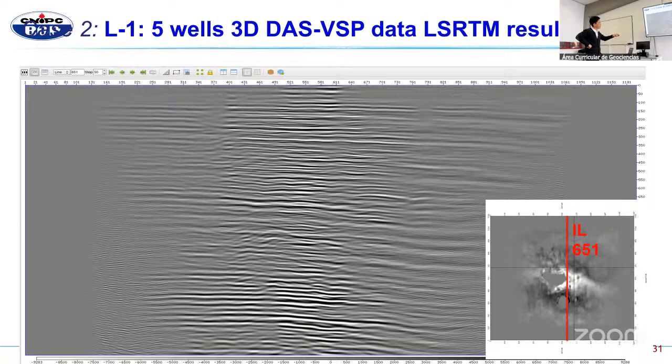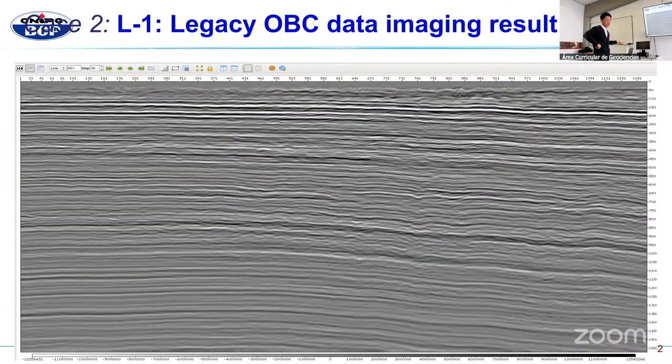So this is the vintage SLT RTM results. This is the profile across the wells LL 651. And this is the imaging result, the same profile by the DAS. Okay, this is by the DAS.